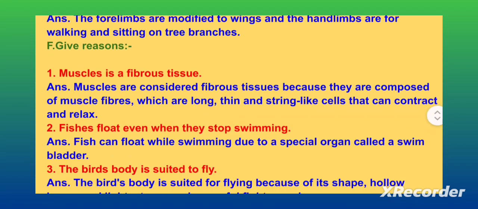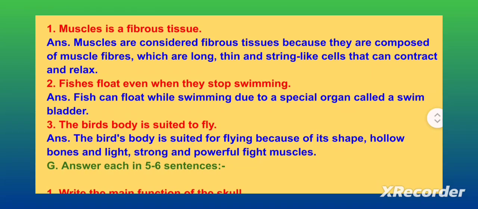Give reasons. Muscles are a fibrous tissue. Muscles are considered fibrous tissue because they are composed of muscle fibers, which are long, thin and string-like cells that can contract and relax. Fishes float even when they stop swimming. Fishes can float while swimming due to a special organ called a swim bladder.